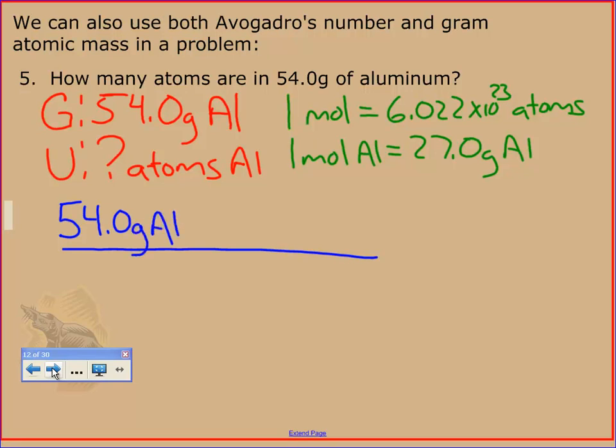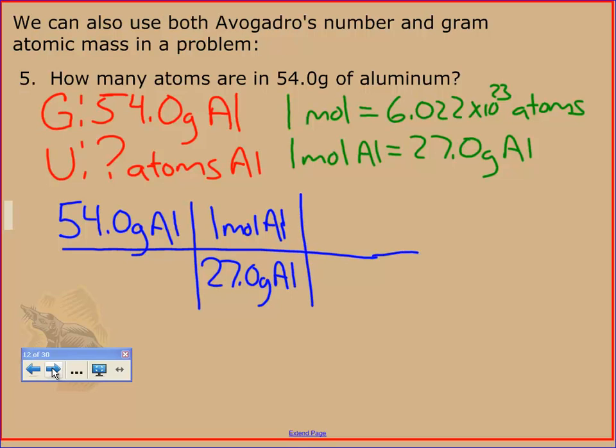So our given, 54.0 grams of aluminum. We want to cancel grams first, so we're going to take that 27 grams of aluminum down to the bottom. That's going to allow that to cancel out. 1 mole of aluminum on the top. If we cancel out the grams, we're going to be left with moles. So we want to cancel moles, so we take the moles here, and then we take the 6.022 times 10 to the 23rd atoms at the top.